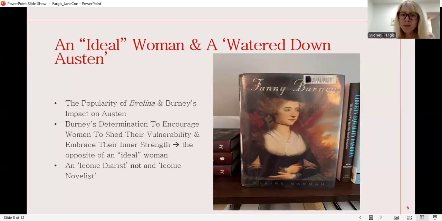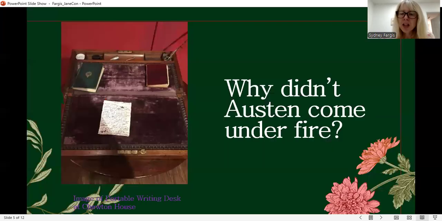Essentially, we have to come back to this idea of the ideal woman. Who is an ideal woman? Who gets to be called an ideal woman and who does not? So why didn't Austen come under fire? Why is it that Austen does not seem to come under fire in the same ways that Lennox, Burney, and Radcliffe did?